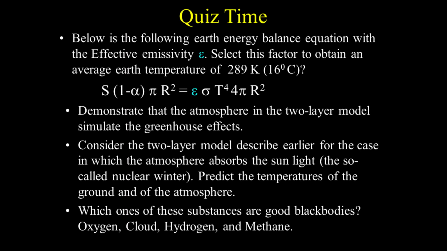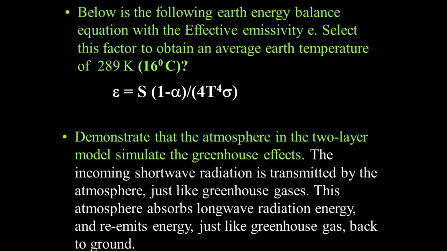Now it's time to take a quiz. Below is the following Earth energy balance equation with the effective emissivity E. Select this factor to obtain an average Earth temperature of 289 degrees Kelvin, or 16 degrees Celsius.